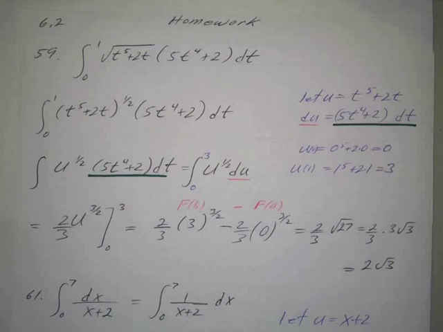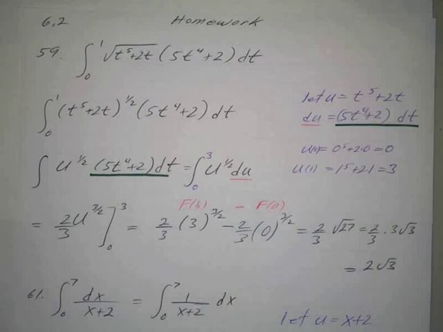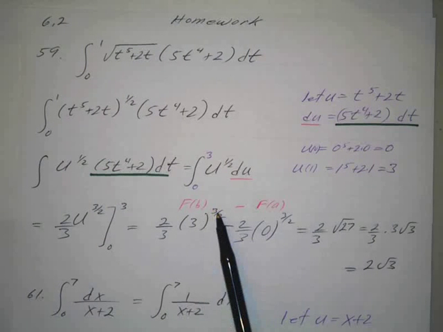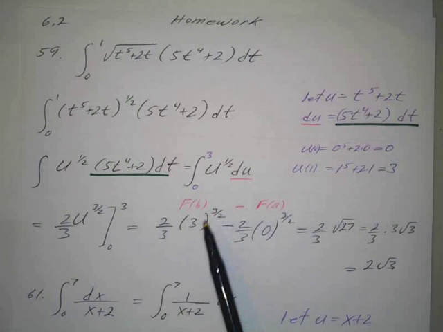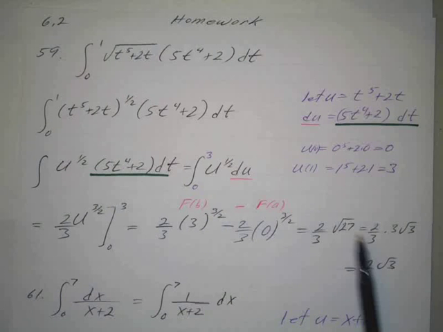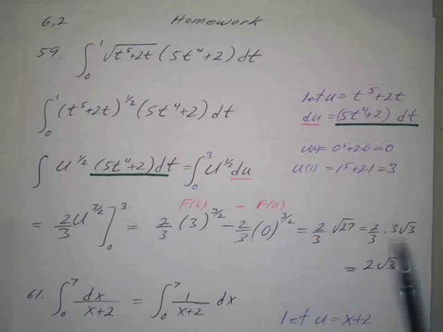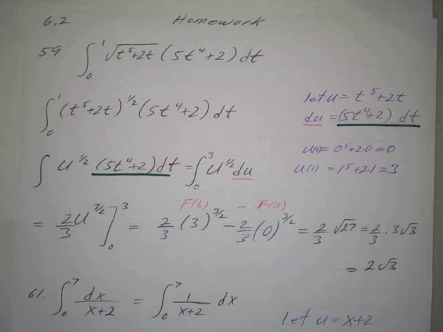How do I evaluate this? Well, you can cube the square root of 3, but in this case I like to get a little bit bigger first, then take the square root. So 3 cubed is 27, so this is the square root of 27 times 2/3. And the square root of 27 is the same thing as the square root of 9 times 3. The square root of 9 is 3, so that's 3 times the square root of 3 times 2/3. These 3's cancel, so I end up with 2 times the square root of 3.